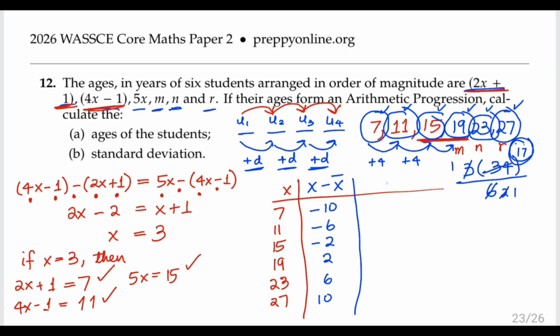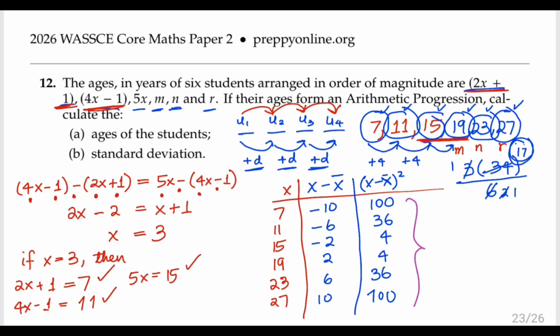Then we find the squares of these deviations from the mean. So we square these quantities. When we do, what do we get? Minus 10 squared is 100. Minus 6 squared is 36. Minus 2 squared is 4. 2 squared is 4. 36. 100. All right. So here we can find the sums of these numbers.